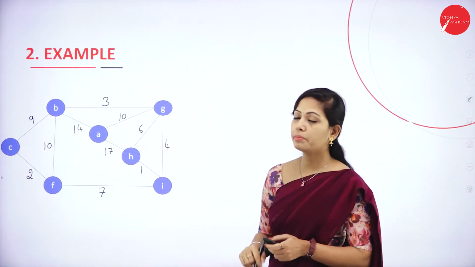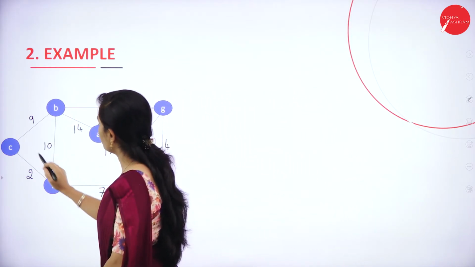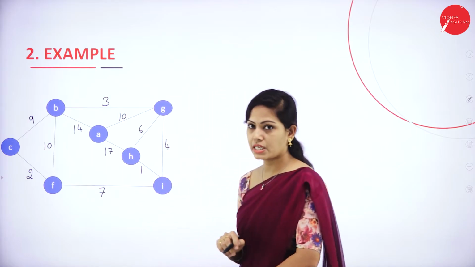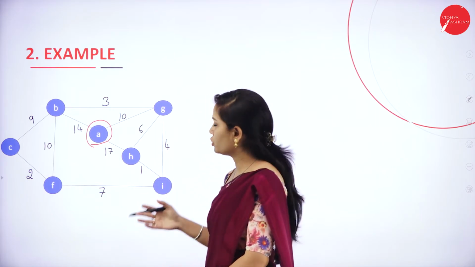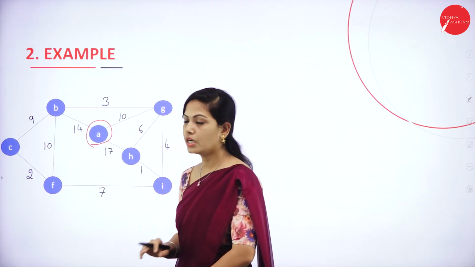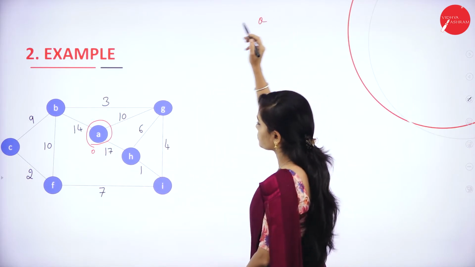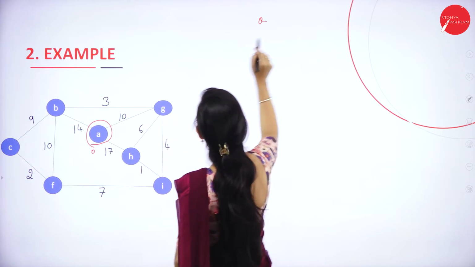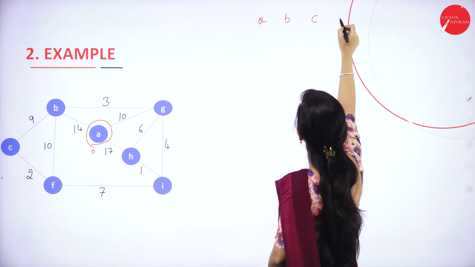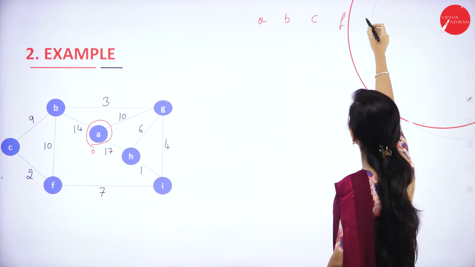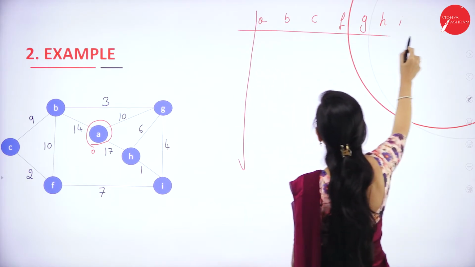And the last problem in Dijkstra's algorithm. So here, how many vertex are there? 1, 2, 3, 4, 5, 6, 7. 7 vertex are there. So here we have the source. If you want, you can take any other as a source. So now I'll take A as a source. The source is A. I'll take A and B, C and F, G, H, I. So list all the vertex.